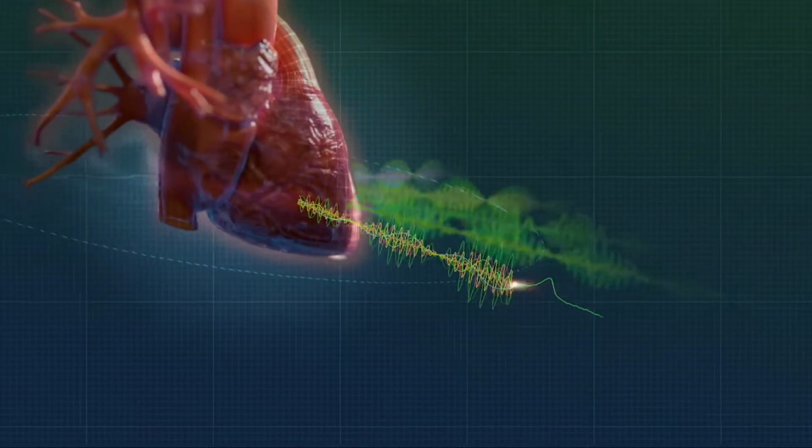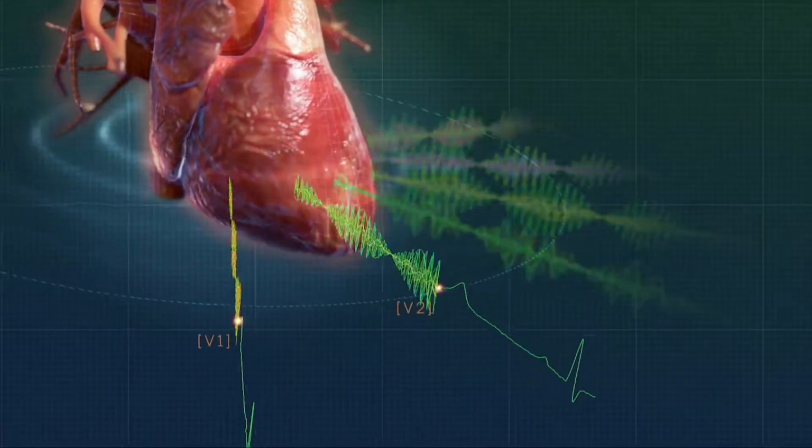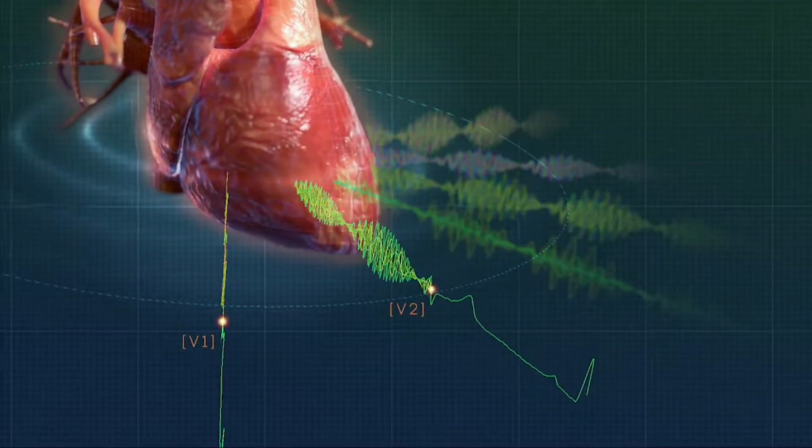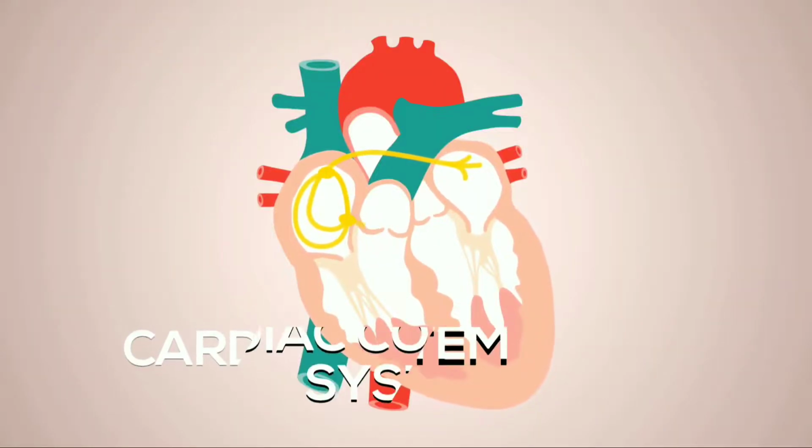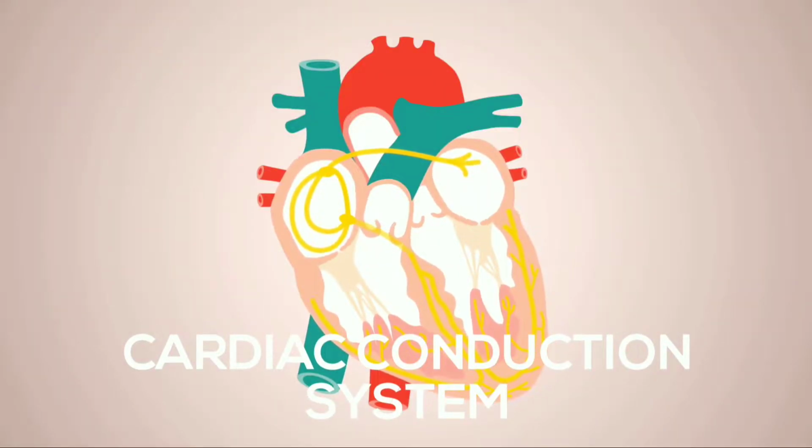In Part 1, we learnt about procedure, lead placement, waves and calculation of squares. I welcome you all to Part 2 of this series on ECG analysis and interpretation. Let us begin with the cardiac conduction pathway.